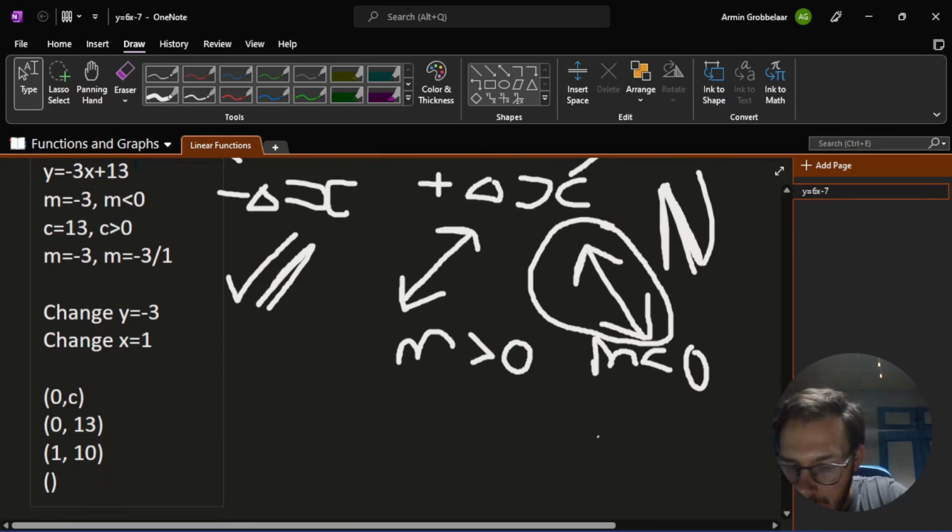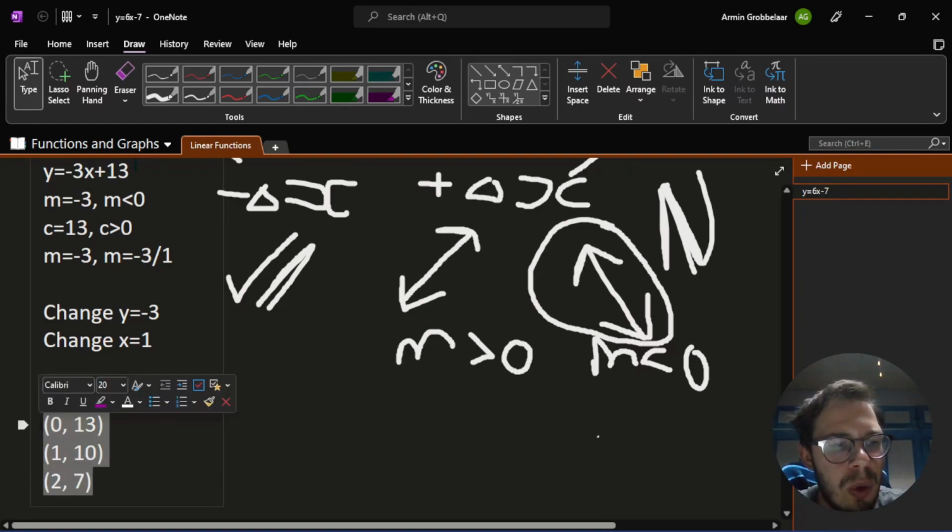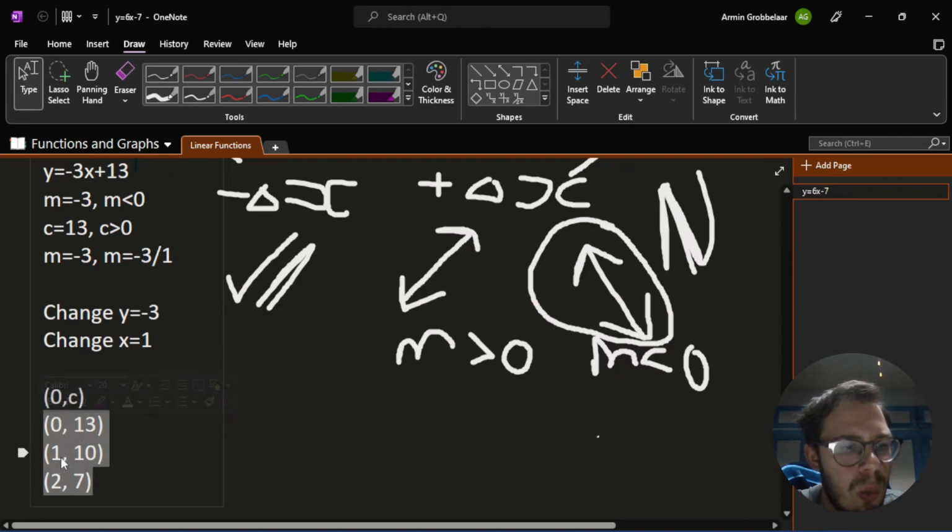Then to get our final point, we use our previous point. So the change in x is equal to 1. So 1 plus 1 is 2. Then our change in y is minus 3. So 10 minus 3 is 7. So here we have our 3 points: 0, 13; 1, 10; and 2, 7.